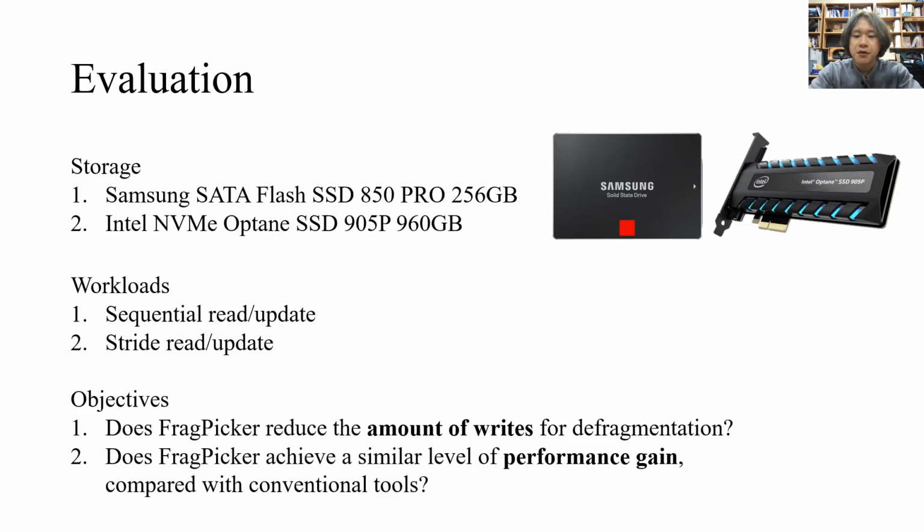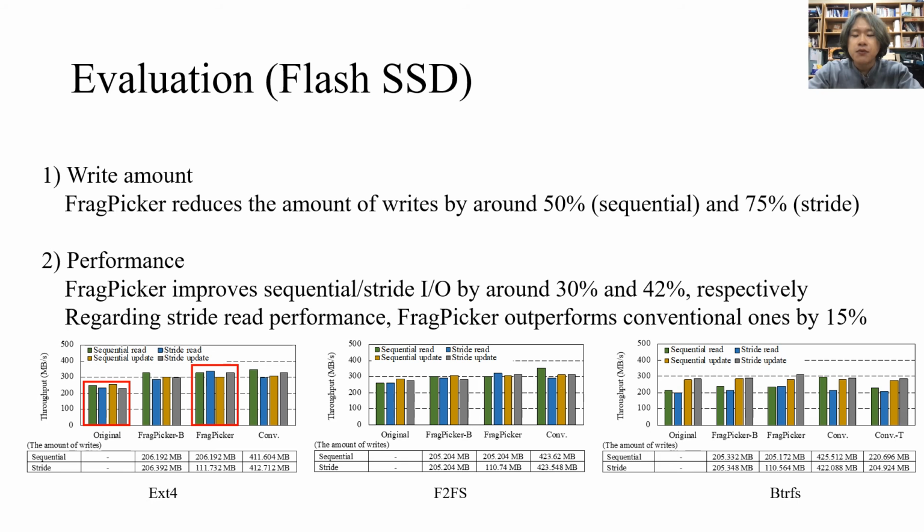To evaluate FragPicker, we use two different kinds of SSDs, one for flash and one for Optane. First, we generate fragmented files, execute various workloads using the files, and measure the I/O performance. Afterwards, we perform defragmentation, calculate the amount of writes for defragmentation, and measure the I/O performance again. In these experiments, we want to know if FragPicker can really reduce the amount of writes for defragmentation, and if it can achieve a similar level of performance gain compared with conventional tools. We utilized three different kinds of major file systems and their defragmentation tools.